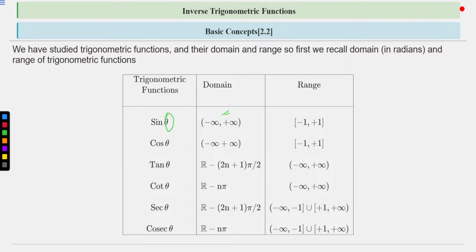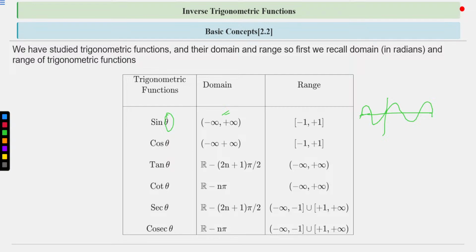What will be the range of sine theta? See, sine theta will always lie between minus 1 to plus 1. Clear? So it will not cross beyond the value of 1 and below the value of minus 1. You know the graph of sine theta, which is like this. Clear? The graph of sine theta is like this.